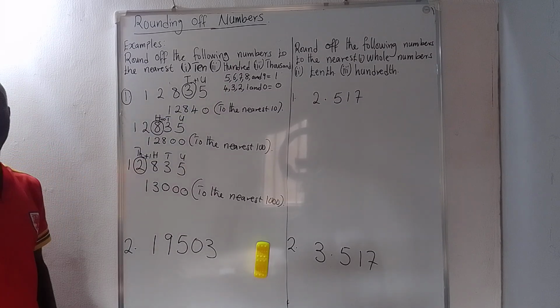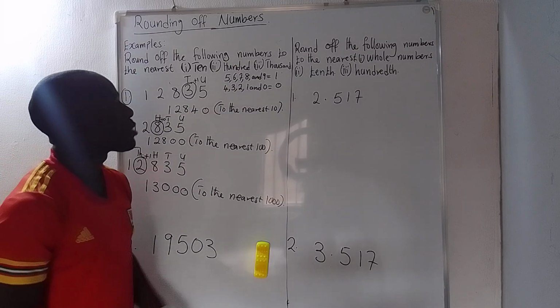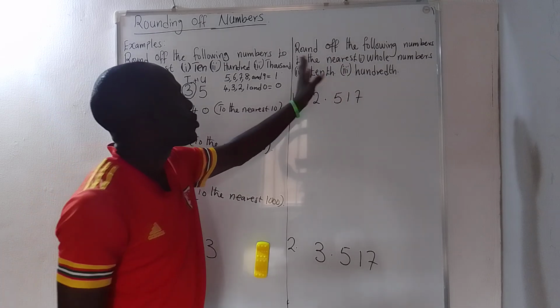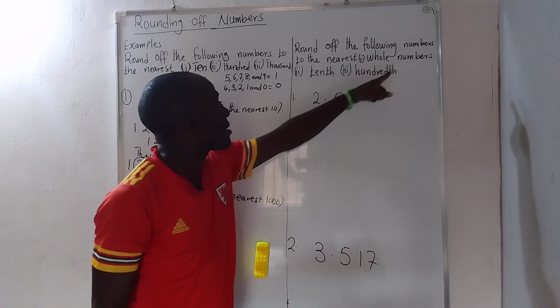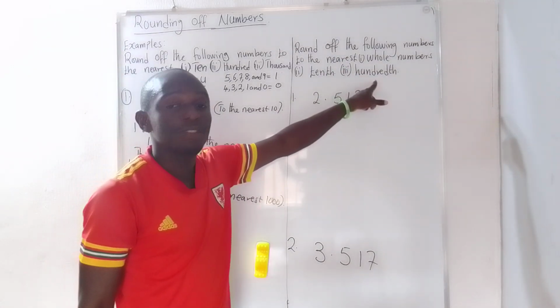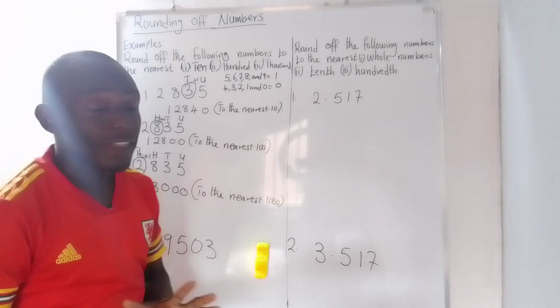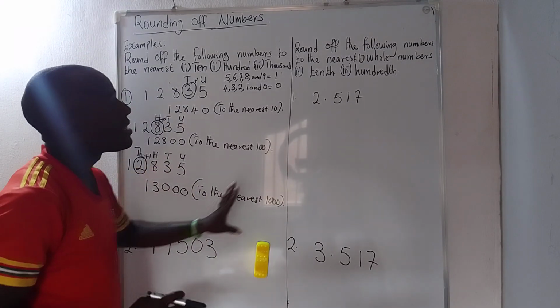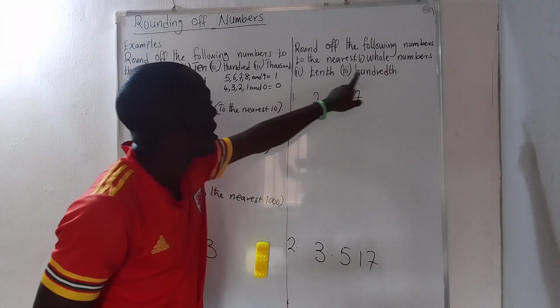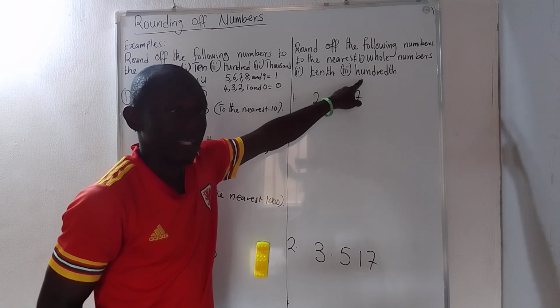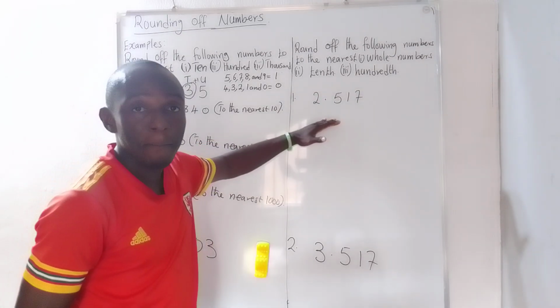Let's quickly look at the second part of the question, which says that you round off the following numbers to the nearest whole numbers, tenths and hundredths. This one is quite different from what we have here. This one deals with decimal numbers.